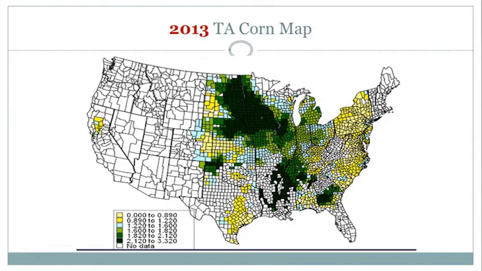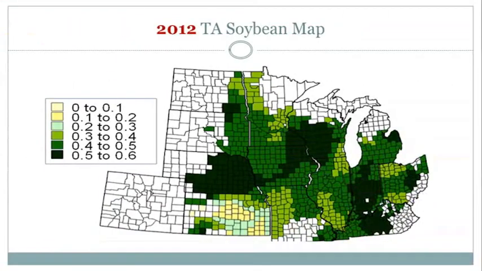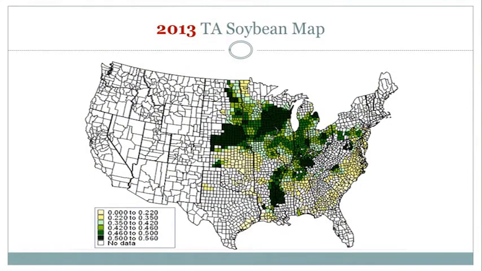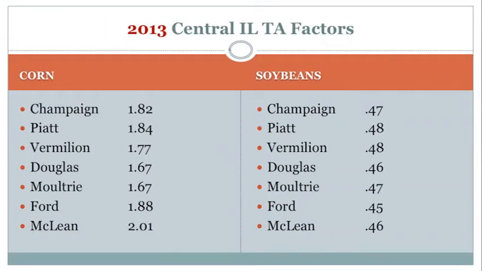Now I'll show you the soybeans, same scenario. In this part of the state, we're seeing anywhere from 0.4 to 0.6, but mainly we're going to be in the high point, close to 0.5 for beans. And again, here's the map for soybeans. Now here are the trend adjustment factors you're going to see for East Central Illinois. Champaign County 1.82, beans 0.47, and so on.